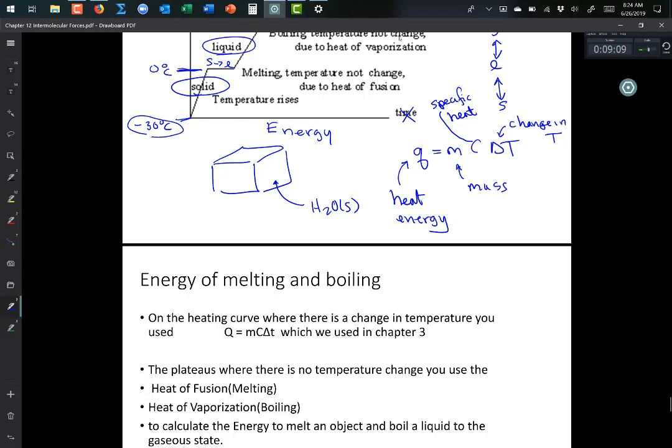So that's one thing you need to know. If you have a change in temperature, it's the QCAT equation. See how adaptable I am? That was so hard for me to say. It's the QCAT equation if you have a change in temperature.